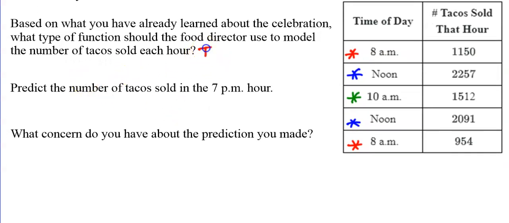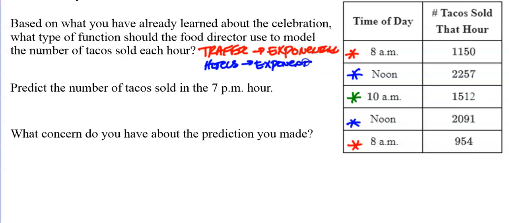So the traffic used exponential. The hotels were also exponential. So it almost makes sense that the food would also need to be exponential.